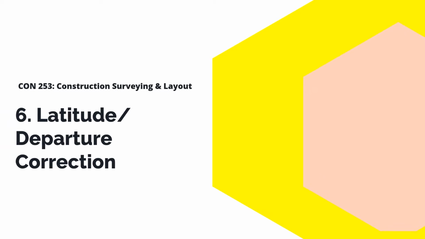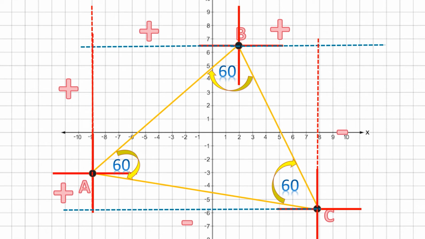Okay, now let us try to do the corrections on the latitude and departure that we calculated in the previous problem. So before doing that, let me illustrate the concept of the corrections that we do in the latitude and departure. Here you can see a simple three-sided traverse, and I've plotted this traverse on a graph, and I've also plotted the latitude and departure of each of the traverse lines.